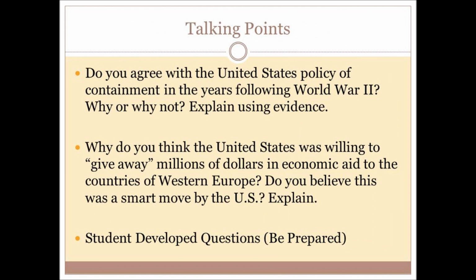We're going to have a few talking points. The first one: do you agree with the United States policy of containment in the years following World War II? Why or why not? Explain using evidence. The second one: why do you think the United States was willing to give away millions of dollars in economic aid to countries of Western Europe? Do you believe this was a smart move by the United States? Explain. I will also call on a few of you to provide your own questions. Make sure you are prepared. If not, it's going to be reflected in your participation grade.